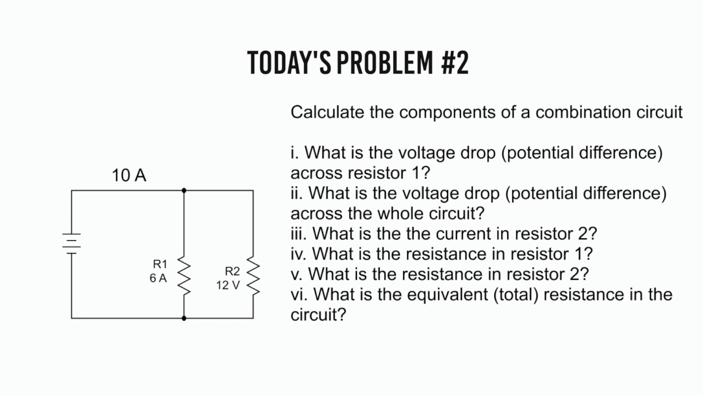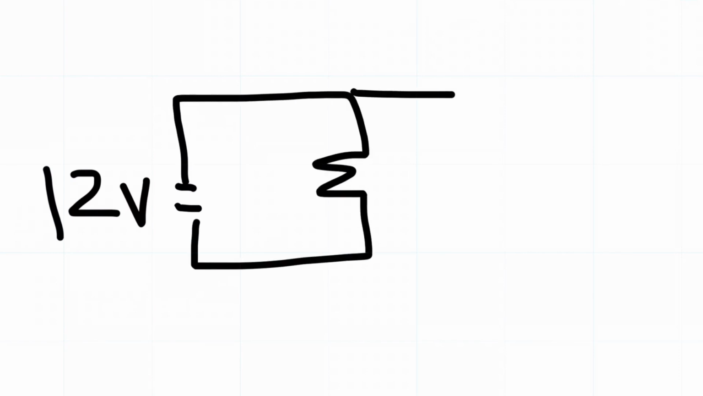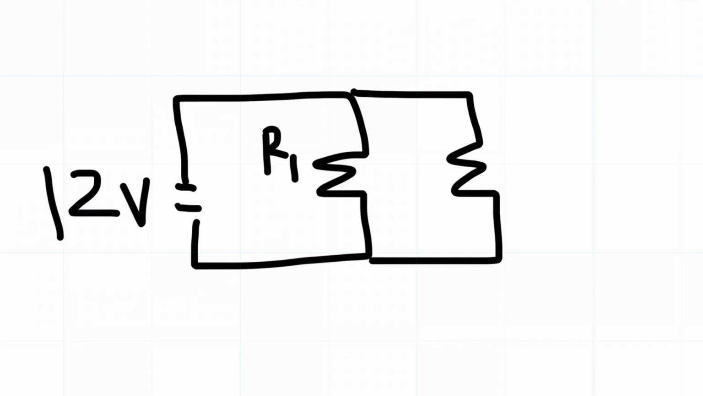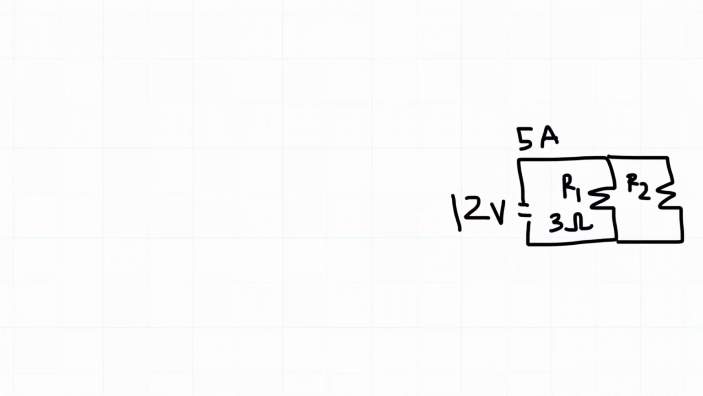Let's get started. In the past, we had a parallel circuit where we knew the resistance in each of the resistors, but in this case, we won't. We'll have two resistors, but we'll only know the resistance in one of them. So we have R1 and R2. And we'll know that R1 has a resistance of 3 ohms, and there's a current of 5 amps going through the circuit. I'm going to move this over to the side so that we can make a table.